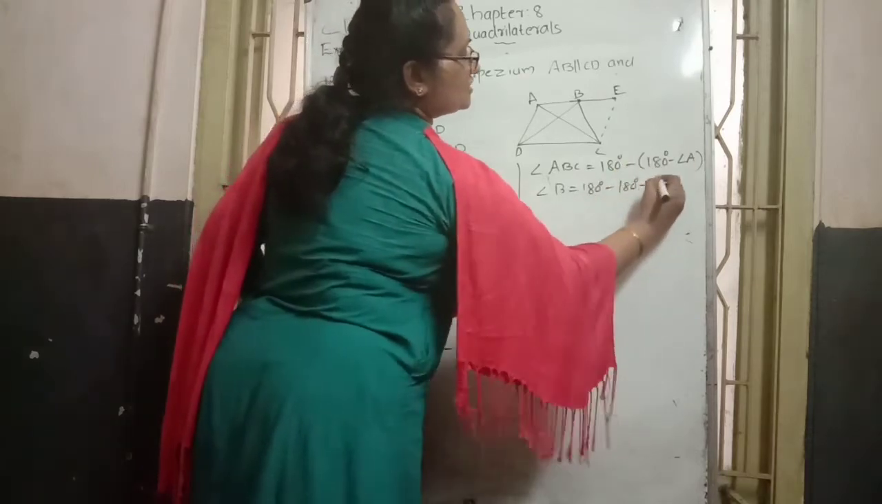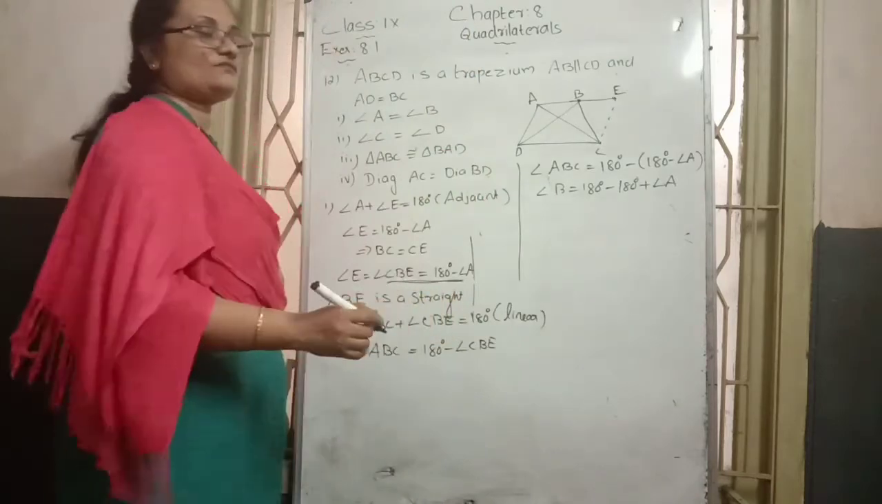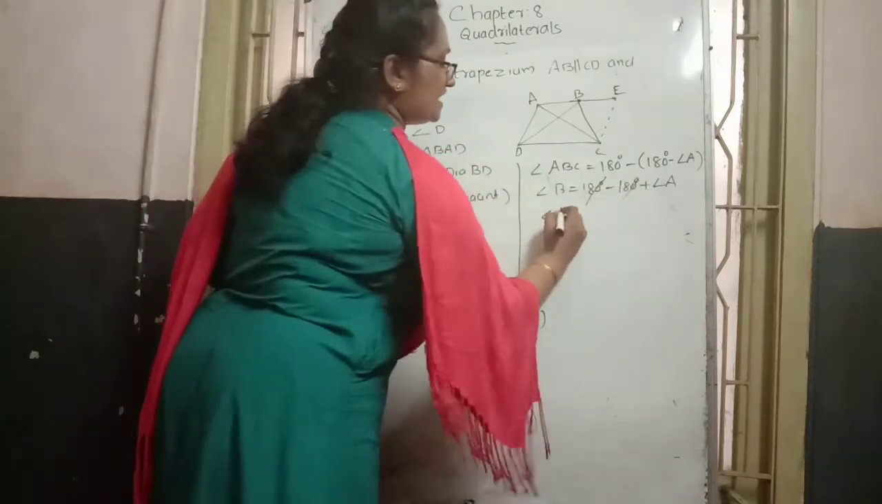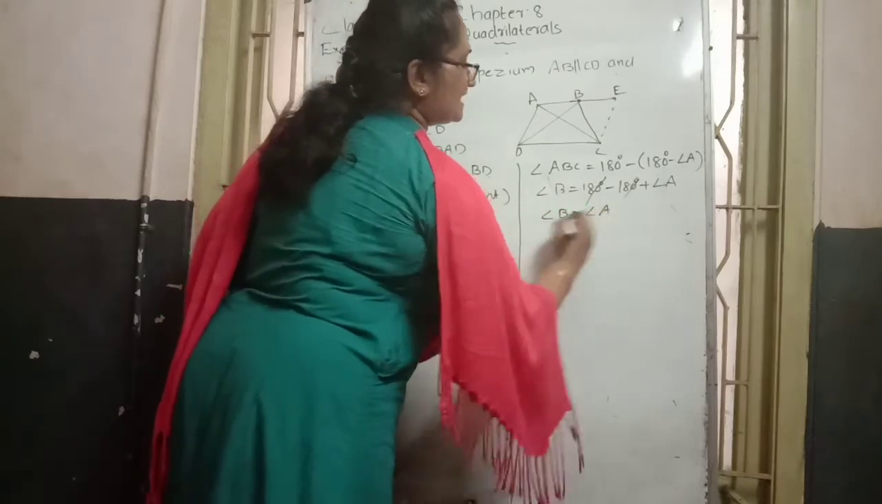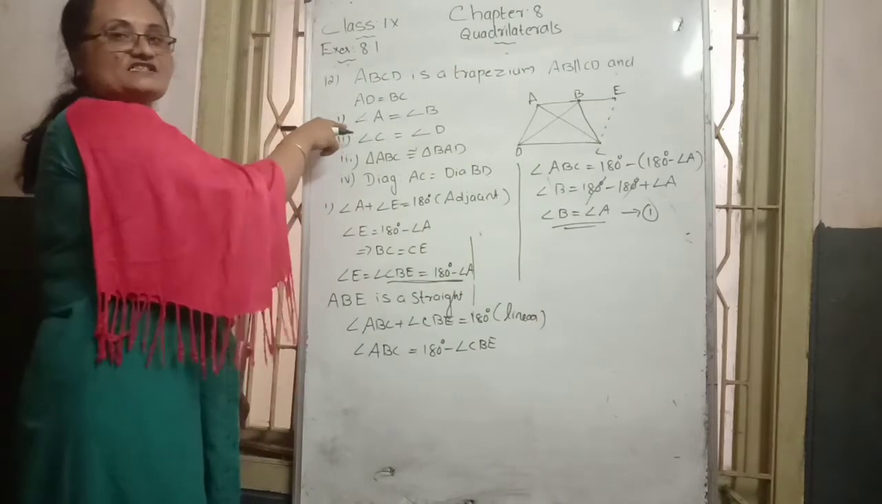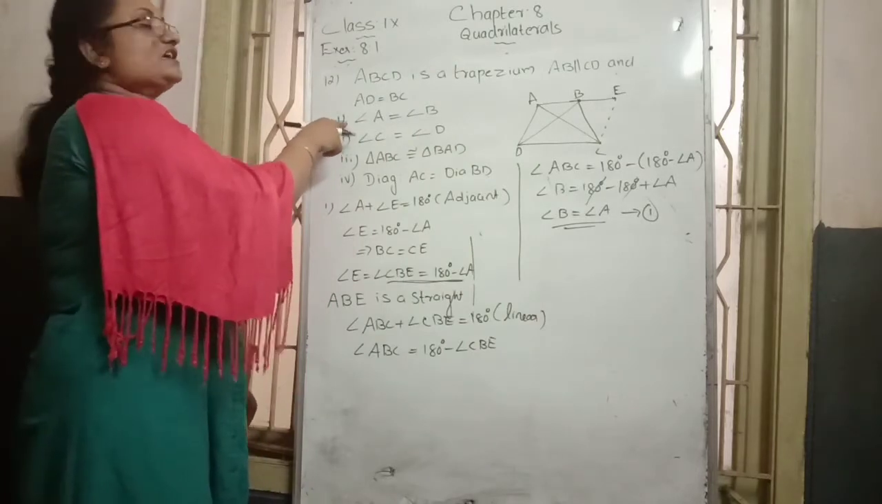Minus into minus changes to plus angle A. Plus 180 minus 180 cancel. So we reach the first case: angle B and angle A are equal. Hence we prove the first case. Mark it as equation 1.